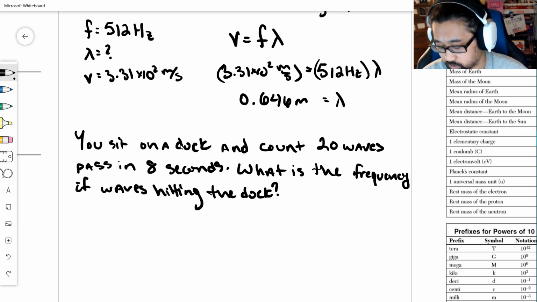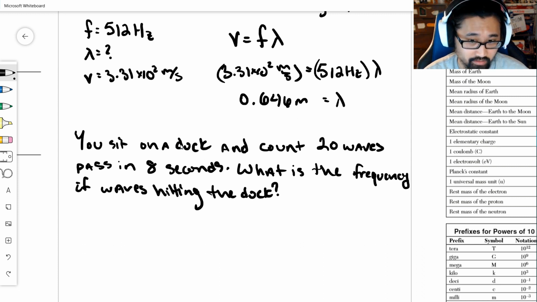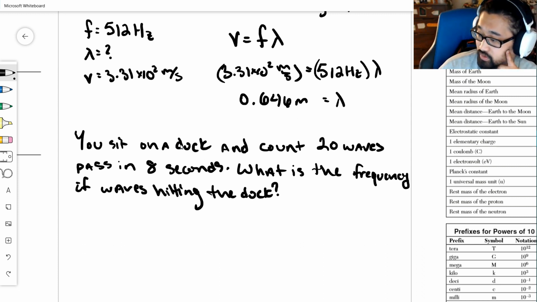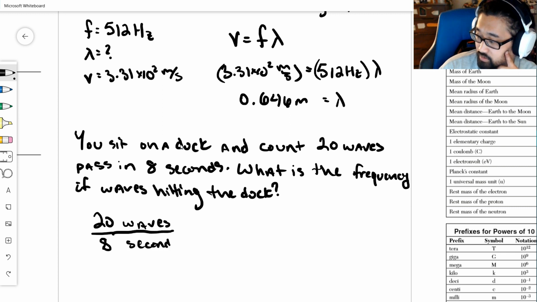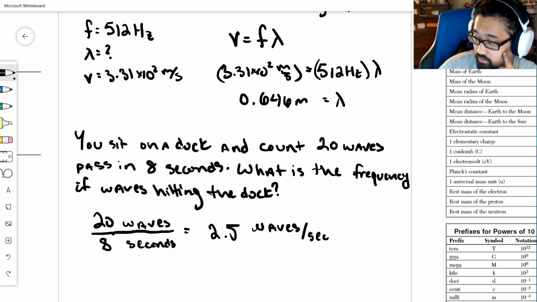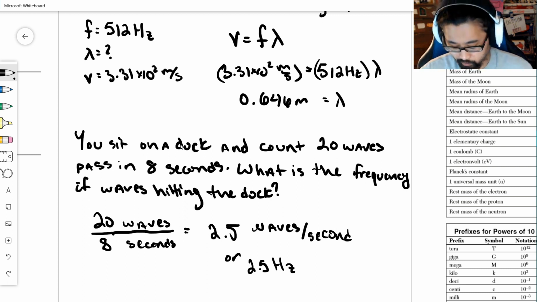What's the frequency? Well, frequency is how many waves go by in 1 second. I know 20 waves go by in 8 seconds, so I should take 20 divided by 8. So 20 waves divided by 8 seconds is 2.5 waves per second, or 2.5 hertz. Waves per second is probably a little more accurate, but 2.5 hertz, right? It would be things like that.